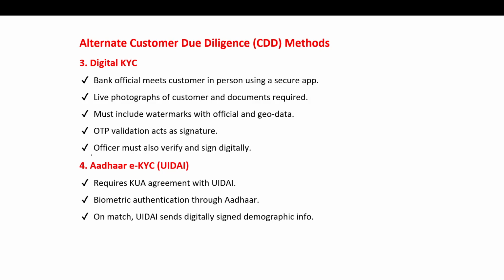Number three, digital KYC. This is a digital method, but the bank official still meets the customer in person, either at the branch or at home. So, the bank develops an app to be used by its staff or business correspondents. The official logs in securely, takes a live photo of the customer with a white background, and takes a photo of the customer's original Aadhaar card, passport, or other OVDs. Now, the photos must be watermarked. The time, location, official name, and employee code should be watermarked on the photos.